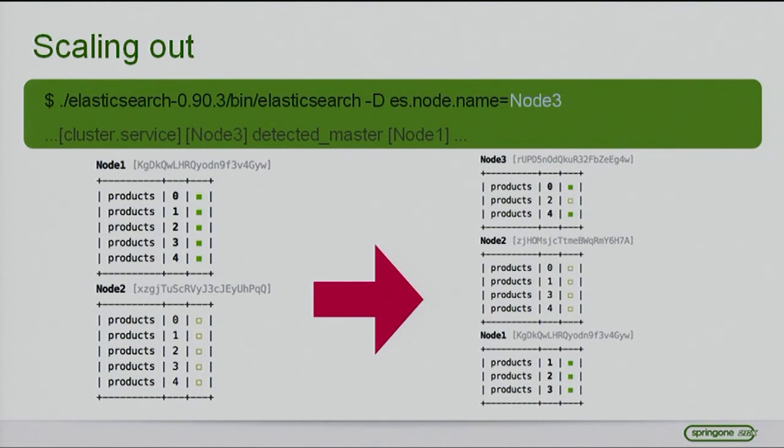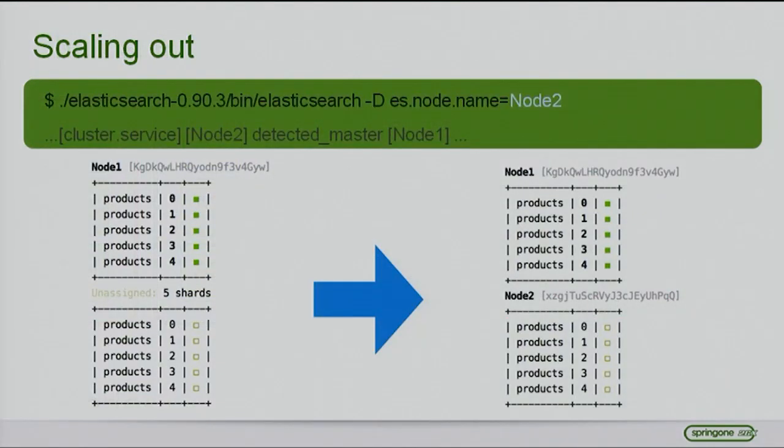Now, there are a lot of discussions that can be, yes? You have 3 nodes. Yes. You have a primary shard on 1 and 2. Right. 1 and 2 go down at the same time.